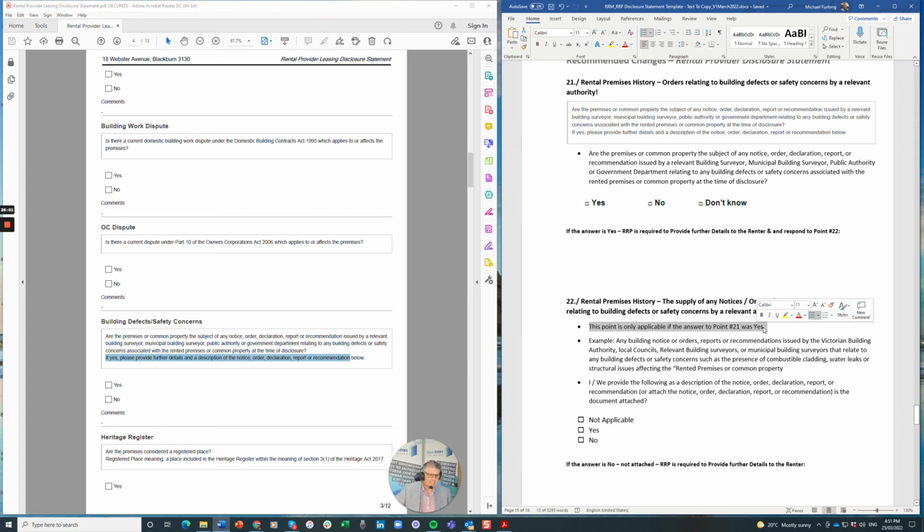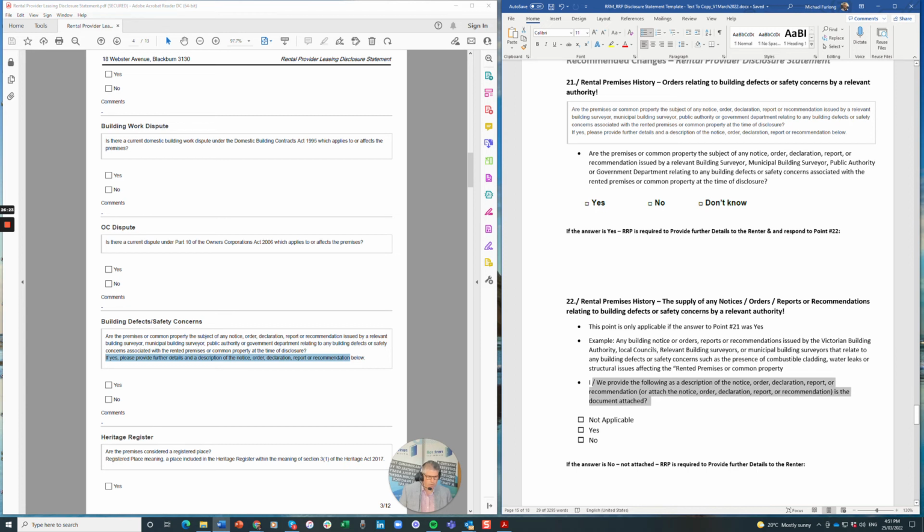Now, if you're not going to number them, then you've got to make sure you fix these things up, because a couple of times I've referred back to the numbers. And then I've got in here an example of what the concerns might be, and then have we attached it. If it's not applicable, then it would be ticked not applicable. It's either yes or no.